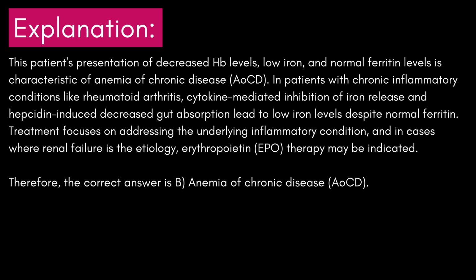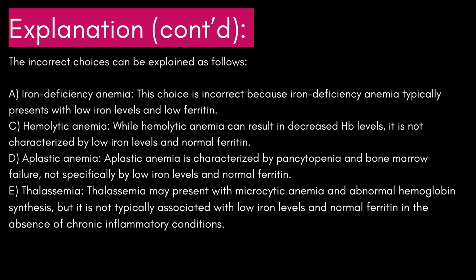All right, let's go ahead and see why the other answer choices are incorrect. The incorrect choices can be explained as follows. A, iron deficiency anemia. This choice is incorrect because iron deficiency anemia typically presents with low iron levels and low ferritin. C, hemolytic anemia. While hemolytic anemia can result in decreased hemoglobin levels, it is not characterized by low iron levels and normal ferritin. D, aplastic anemia.